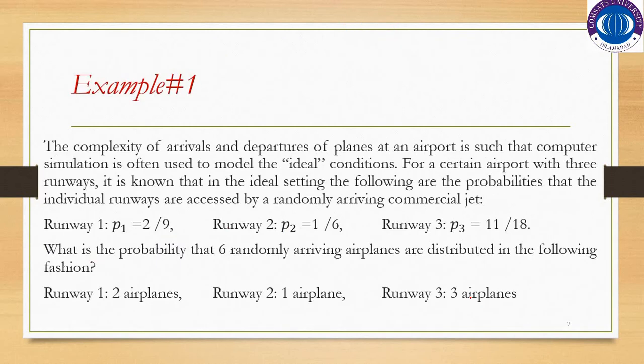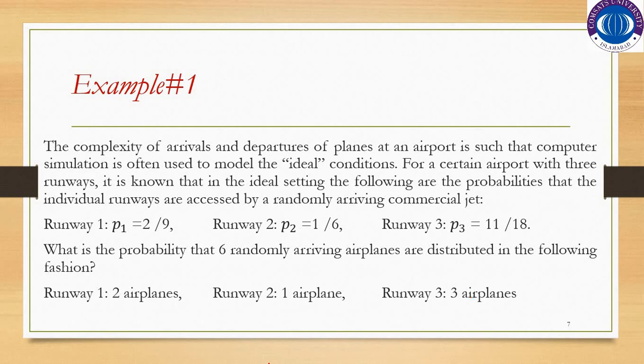Now we will elaborate the multinomial distribution with the help of an example. The complexity of arrivals and departures of planes at an airport is such that computer simulation is often used to model the ideal conditions. For a certain airport with 3 runways, it is known that in the ideal setting the following are the probabilities that the individual runways are accessed by a randomly arriving commercial jet.